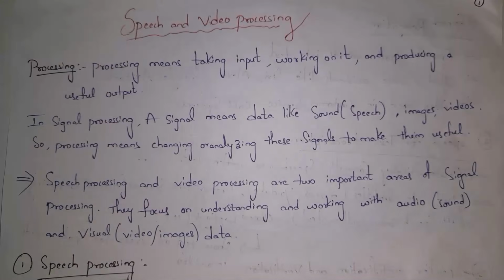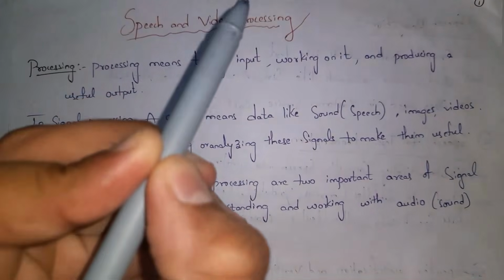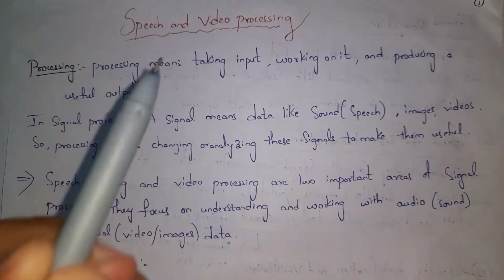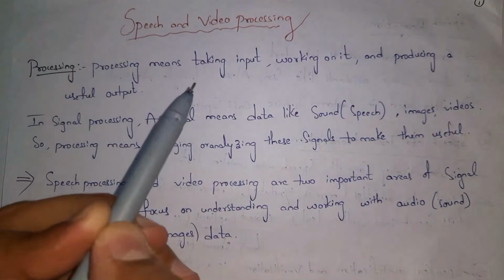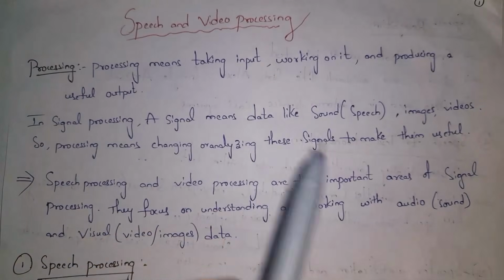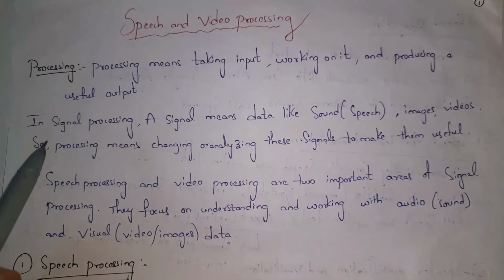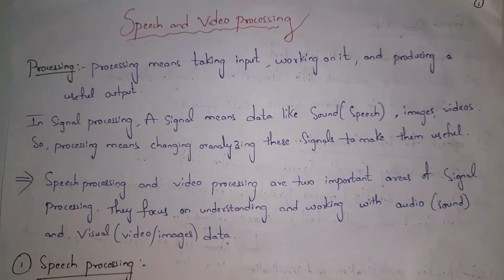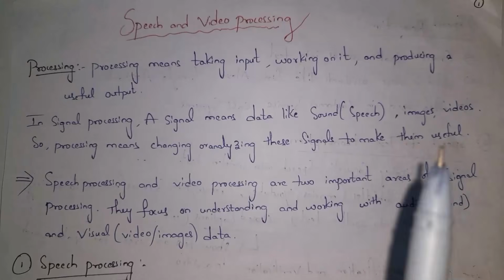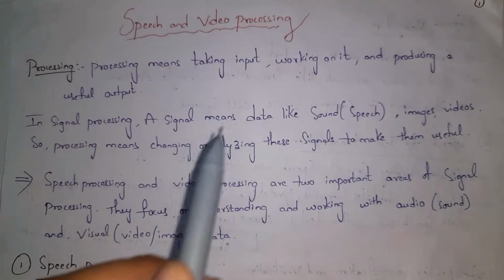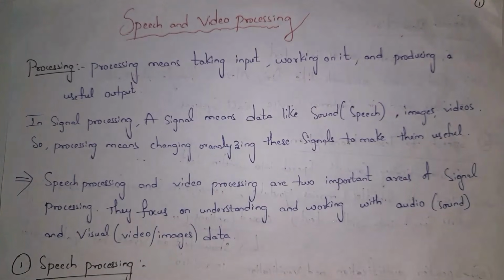Let's get started. Before explaining what is speech and video processing, at first you need to know what is processing. Yes, processing means taking input, working on it, and producing a useful output. And speech and video processing comes under signal processing. So in signal processing, signal is nothing but data like sound, images, videos. All this comes under signal. And signal processing means analyzing signals like analyzing sound, images, and videos in order to produce useful output.